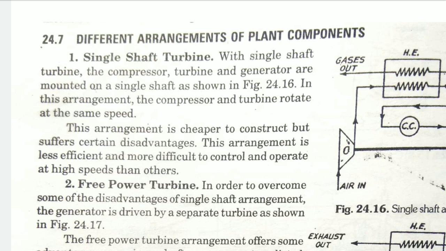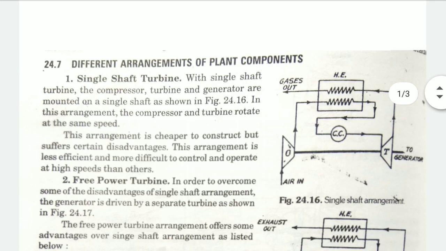So this arrangement is cheaper to construct but suffers certain disadvantages. The arrangement is less efficient and more difficult to control and operate at high speed than others. Meaning if the turbine is running at very high speed, it is very difficult to control.